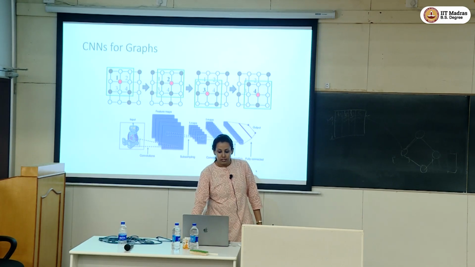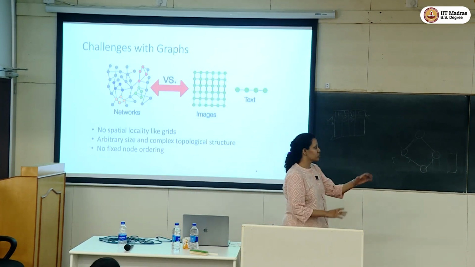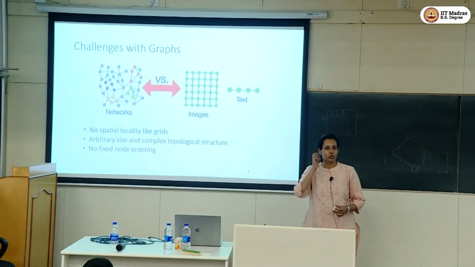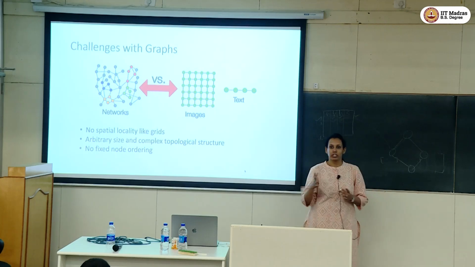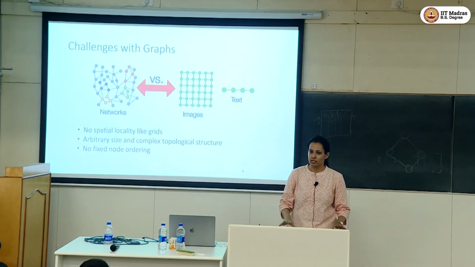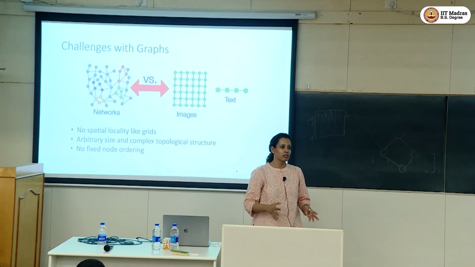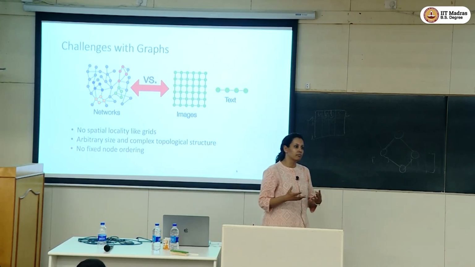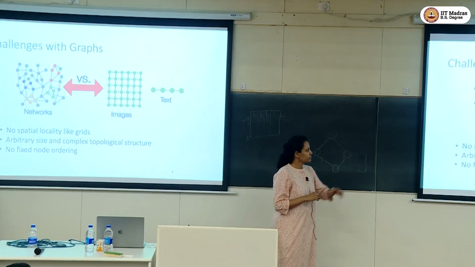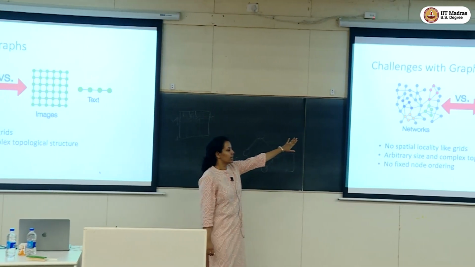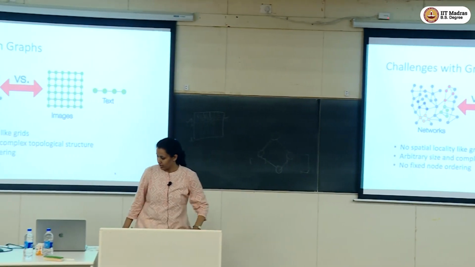Okay? So the challenges with graphs are similar to what I have already mentioned: there is no spatial locality like grids, so there is no regular structure. Arbitrary size and complex topological structure, so the size of the neighborhood is different for every node. No fixed node ordering, that means they are unordered. If you shuffle them, it might change something, but ideally the structure is the same, right? So images and text look like this, and graphs look like this, right?